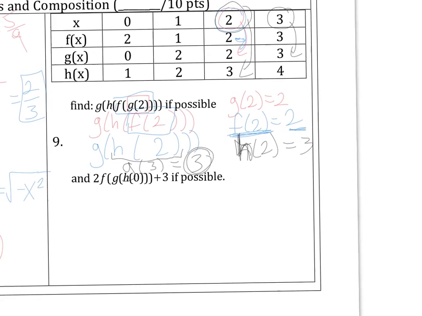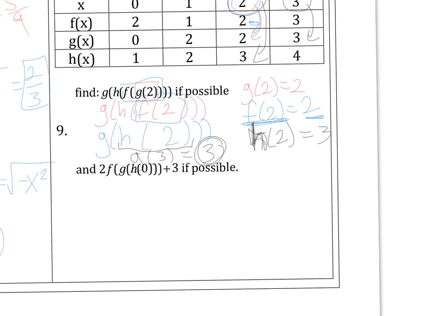The last problem on this page is also looking at the table, and this time I'm trying to find 2 times f of g of h of 0 and then plus 3. Okay, I'm going to do the same exact thing, but I'm going to work from the inside. Oh wait, that's exactly the same thing as I did last time. H of 0, look where x is 0, h is 1. Okay, so 2f of g of, instead of h of 0, I'm going to write 1 plus 3.